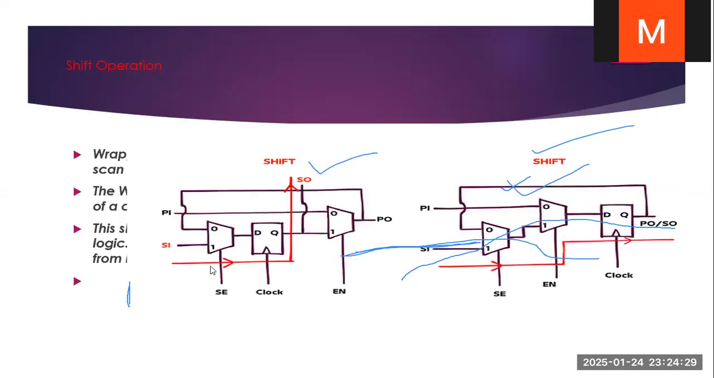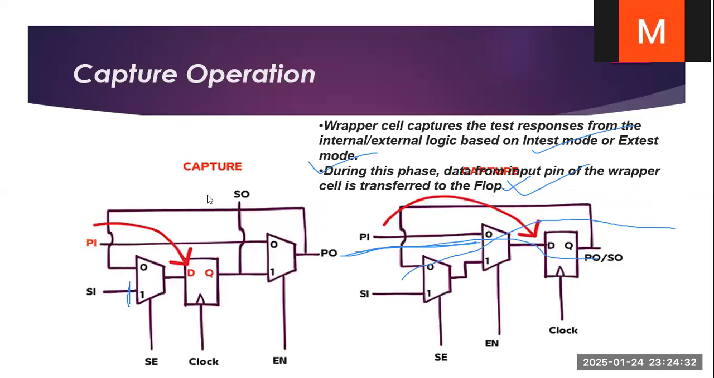During the capture operation, it has to capture the data from PI to the cell. So this is about all the vapor cells.